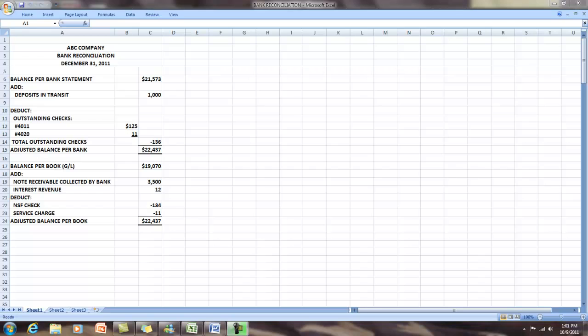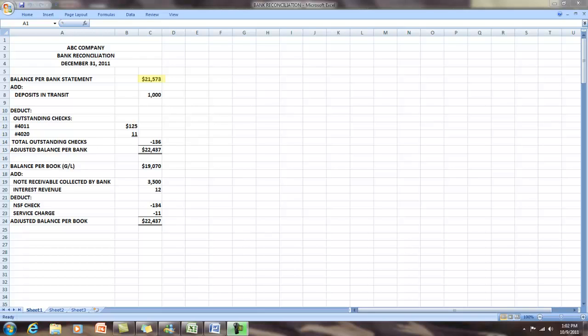A bank reconciliation starts with the balance from the bank statement, which we will call balance per bank, and the balance on the books, which we will call balance per book. Now, these two numbers are usually different. The bank reconciliation proves that those balances are equal, other than timing differences and/or errors.